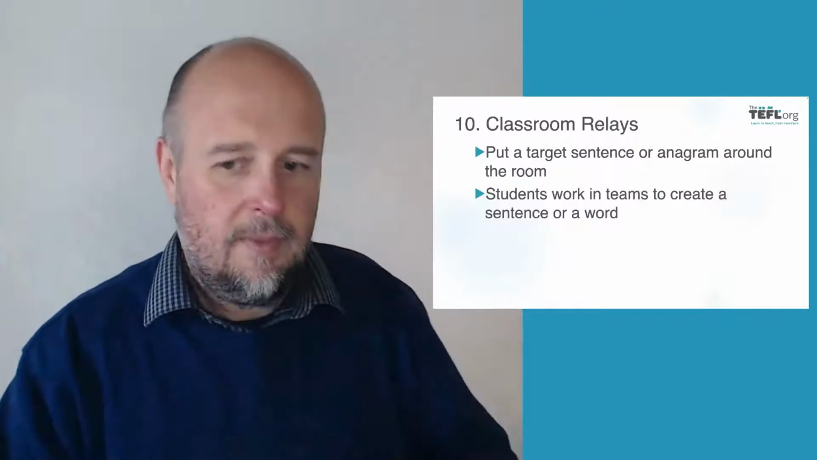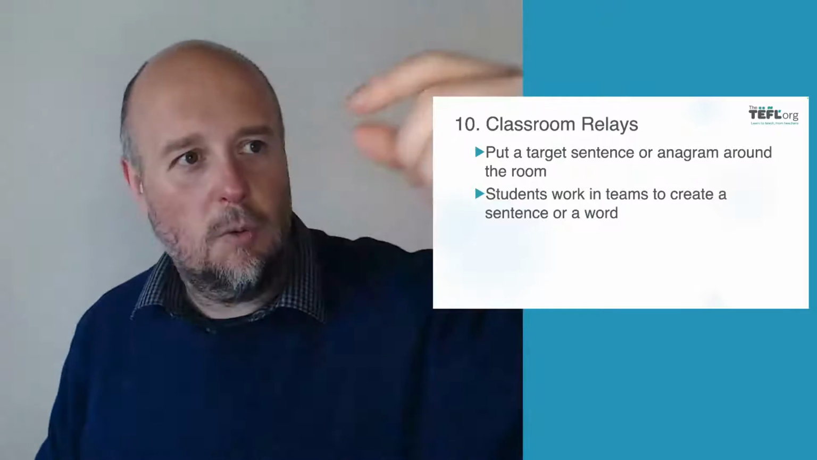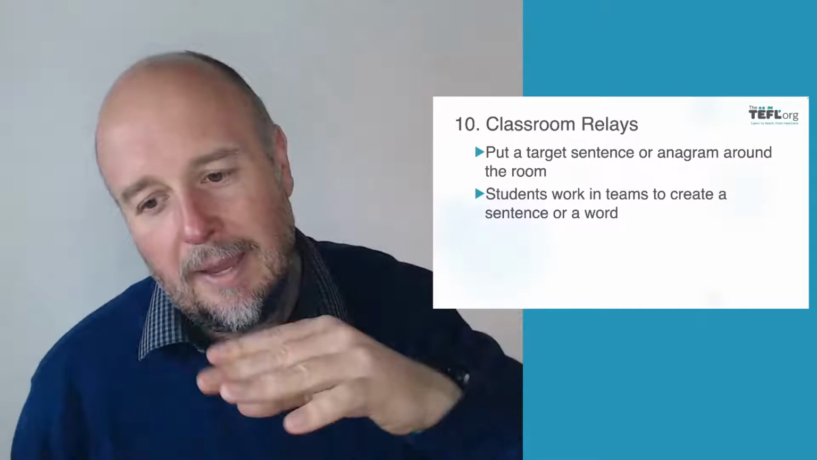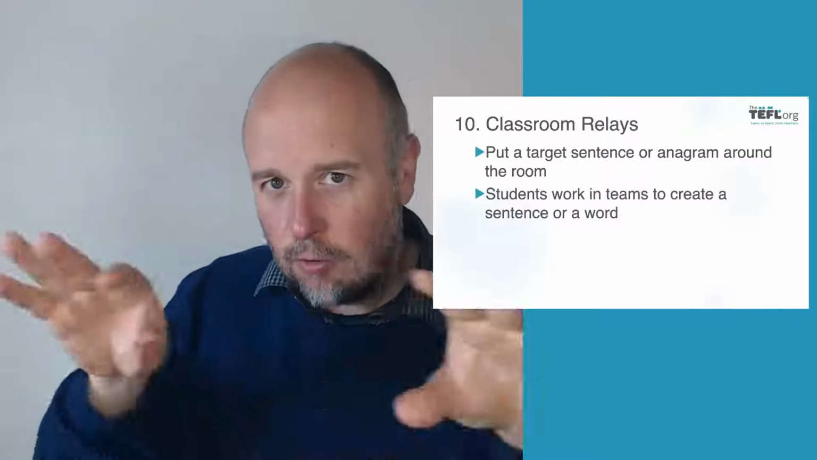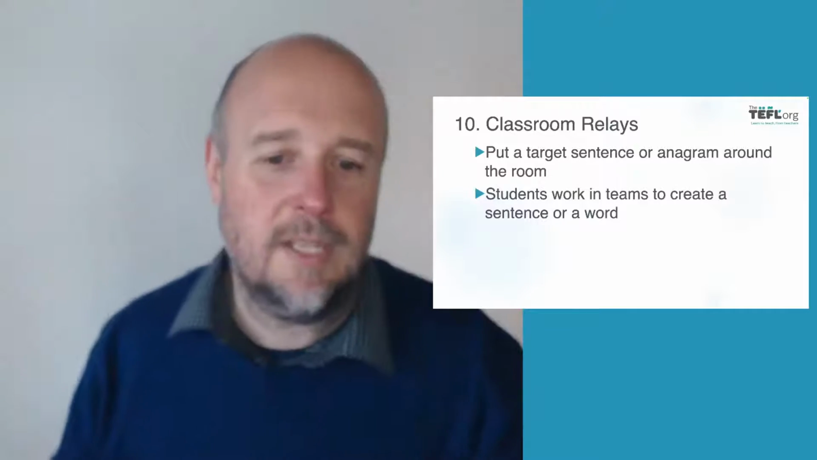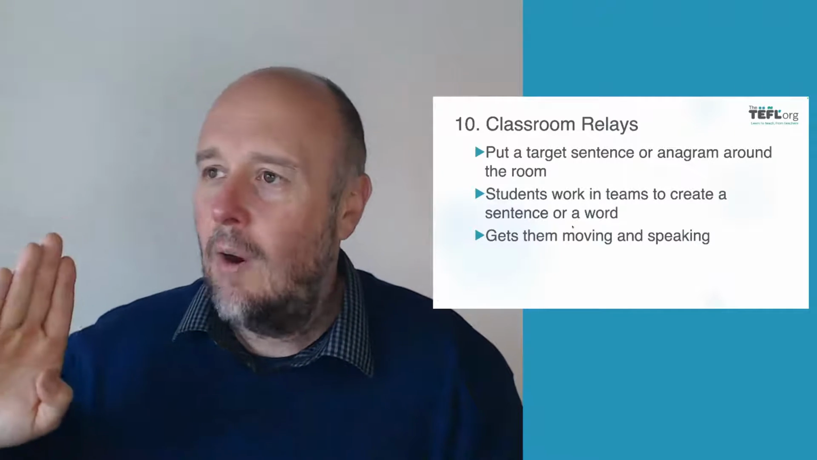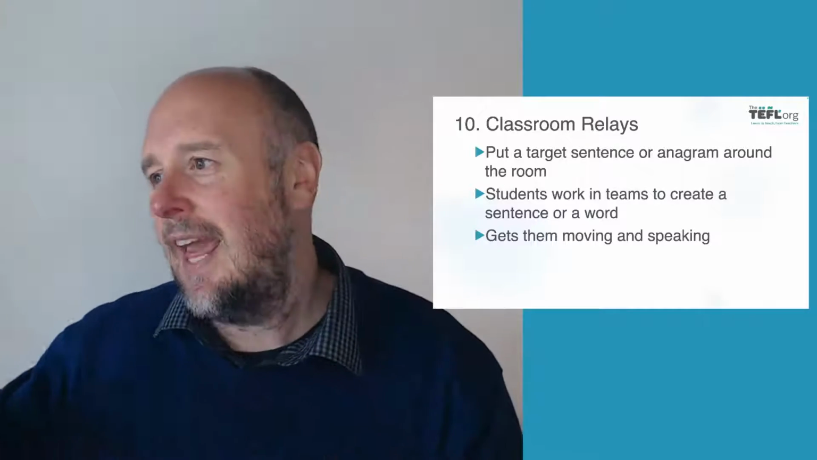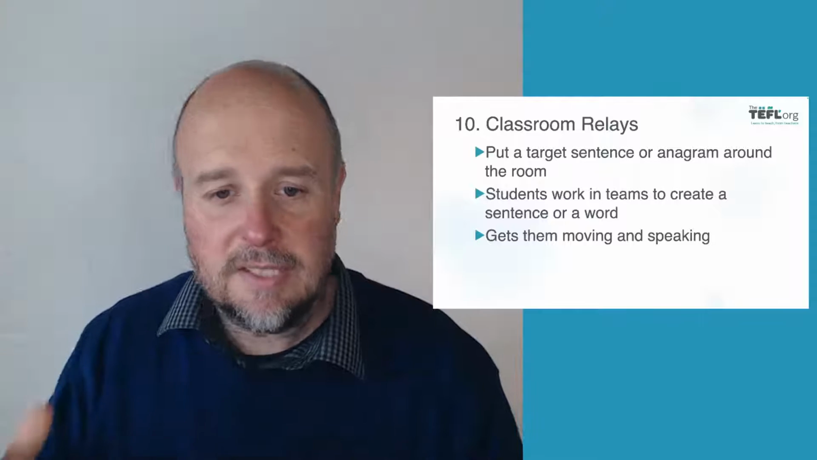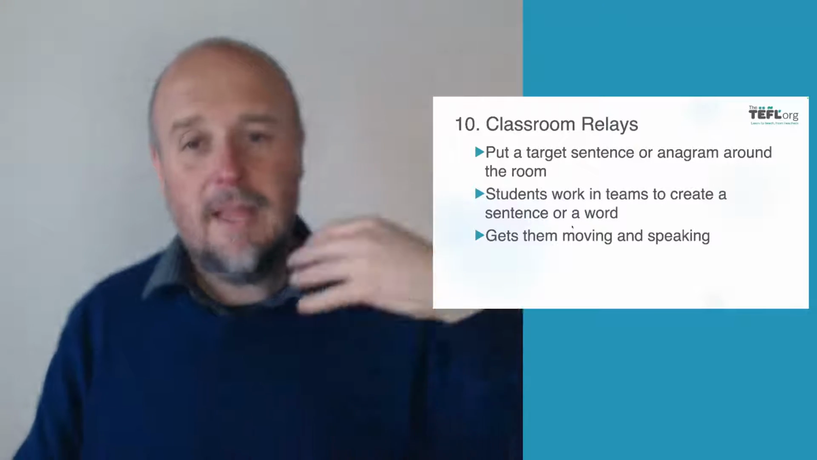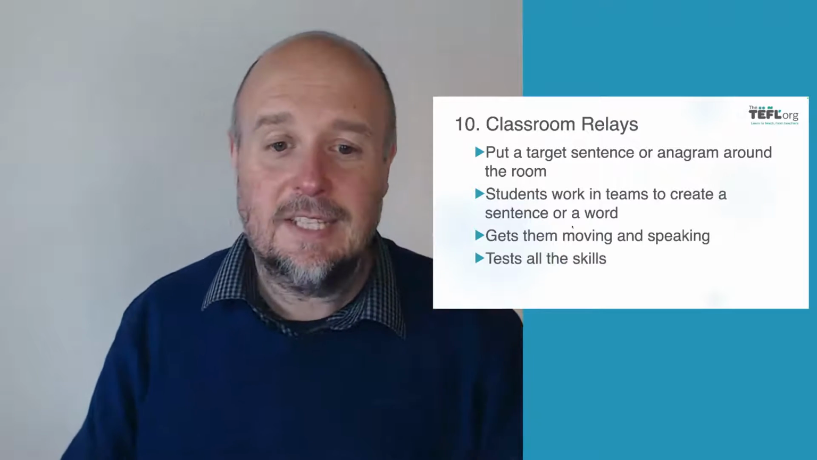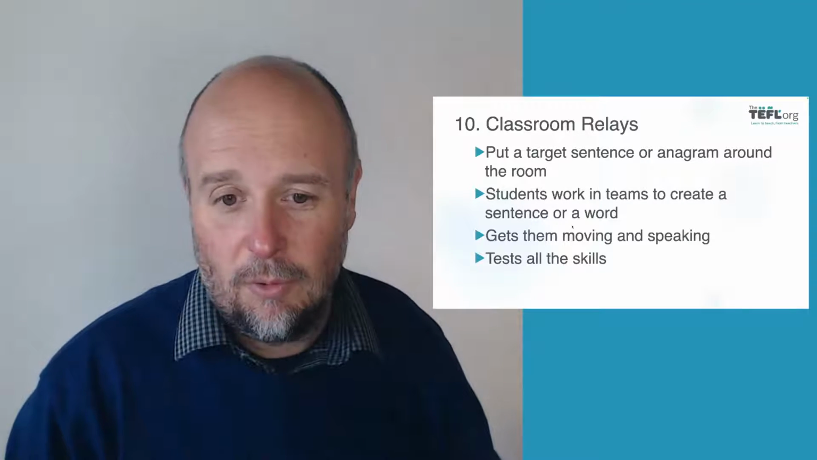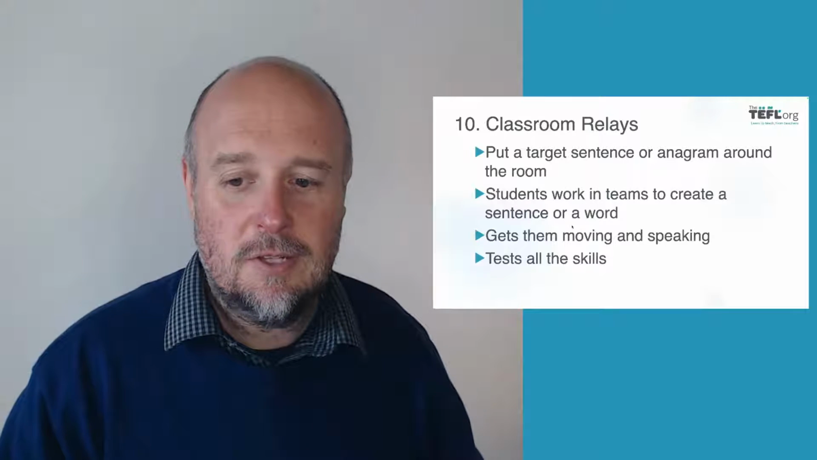Elephant. Okay. Then the next person runs or walks to another word, and they find the word and they come back and they go, oh, zoo. And they try and create a sentence once they've found all these words. Or they go, oh, I found an E, I found an L, I found a P, I found another E, I found an N, I found a T. Elephant. Okay, so again, it gets them moving, speaking, reading, listening, and writing as well. So it's a good one for testing all the four skills that might be used within the classroom.